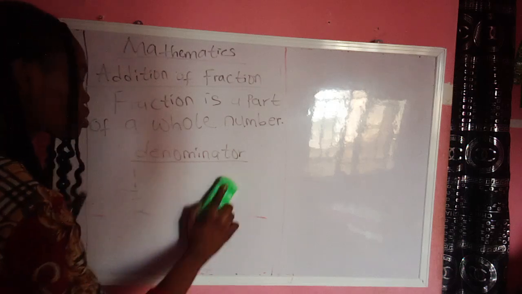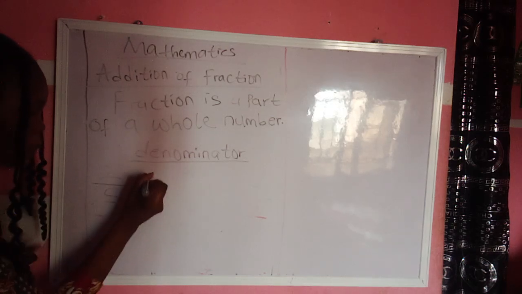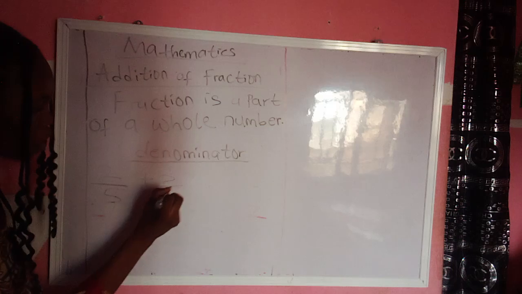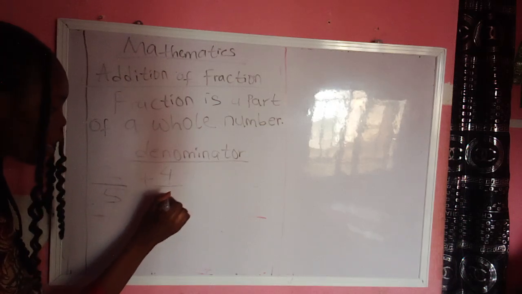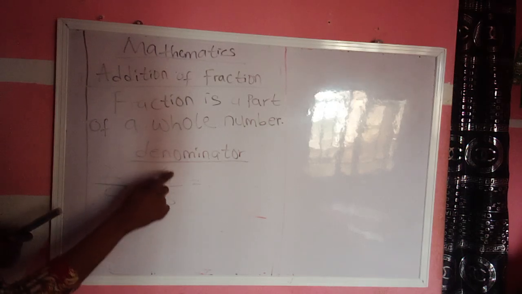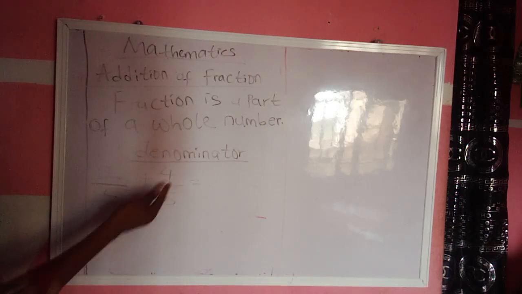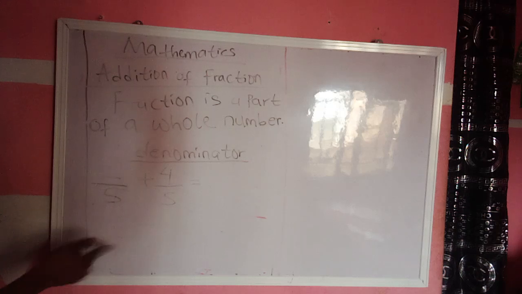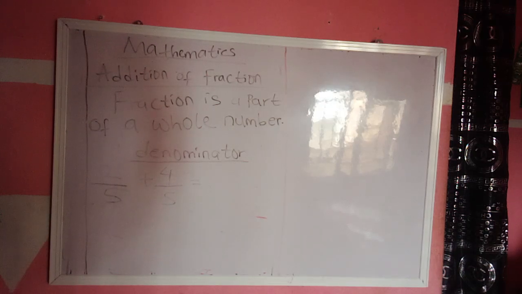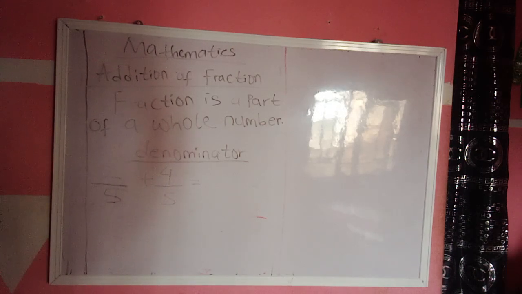Let me give you another example. Let's say we have 2 over 5 plus 4 over 5. Now let's look at these two fractions again. 2 over 5 plus 4 over 5. What is the denominator of this 2 over 5? Which one is below? 5, right? Good. Now, what is the denominator of this 4 over 5? 5, right? Good. That means they have the same what? Denominator. The one below is the same. So what are we going to do? We are going to do the same thing we did in the one we solved.